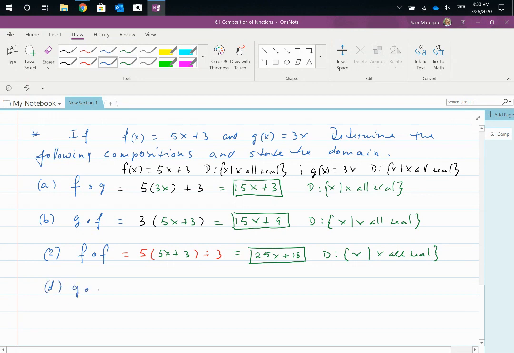Then we're looking at the g function composed of itself. The g function is 3x, so into x's place we will substitute 3x to give 9x, which is also a linear function. Domain is all x, x all real numbers.